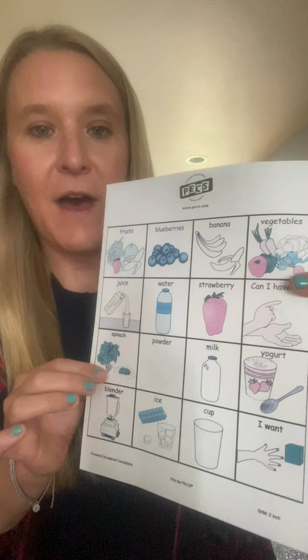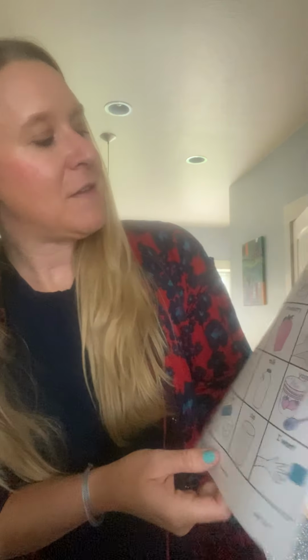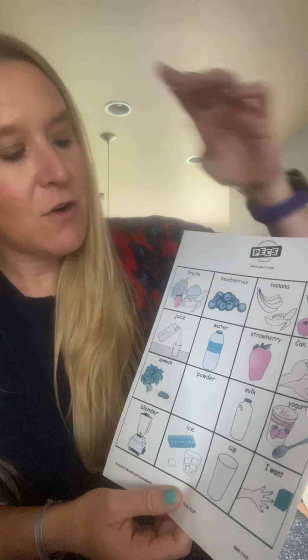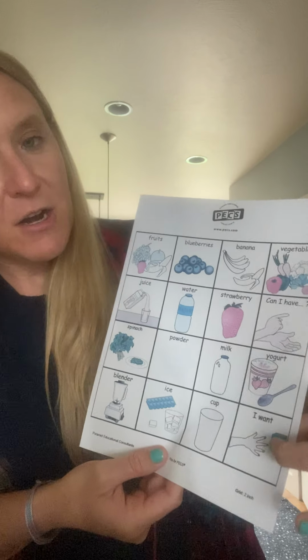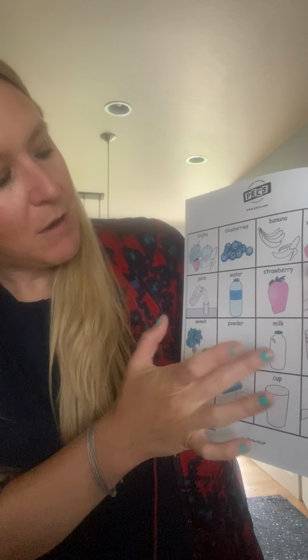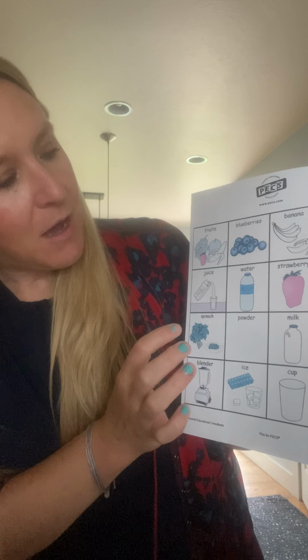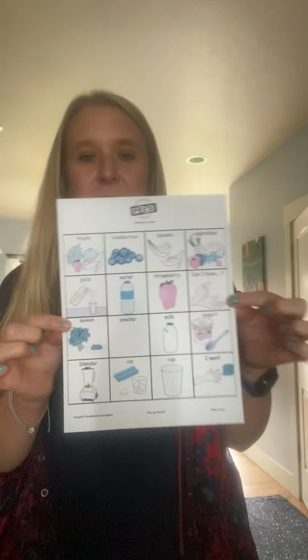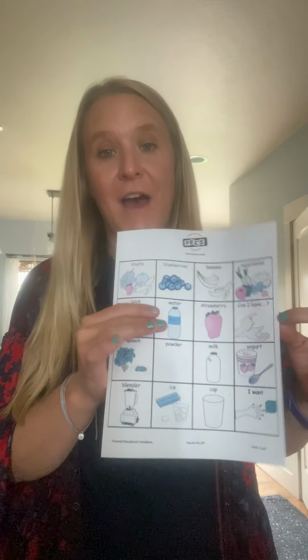This video is connected with a set of pictures that is by no means all inclusive, but it has fruits and vegetables. It has blueberry, banana, strawberry. It has the sentence starters, I want and can I have, and water, juice, milk, powder, spinach, yogurt, ice, blender, and cup. Okay, so some things that can be commonly used, but you could certainly have other things that go in the smoothie as well.